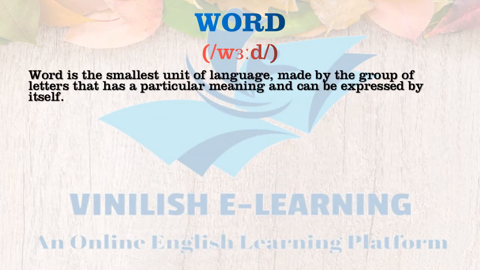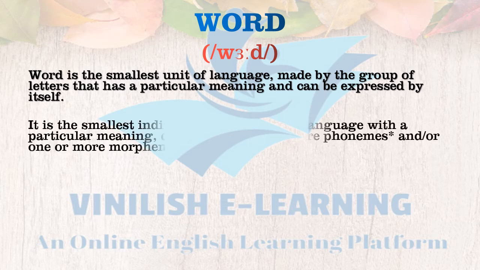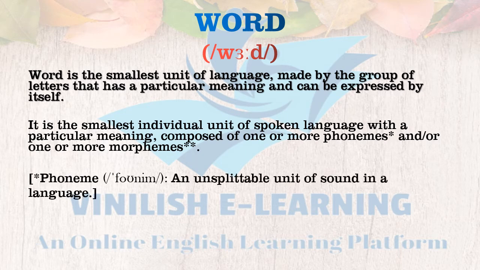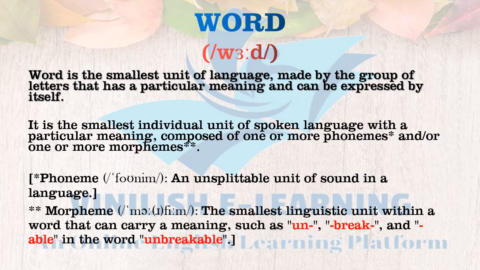Word. Word is the smallest unit of language made by a group of letters that has a particular meaning and can be expressed by itself. It is the smallest individual unit of spoken language with a particular meaning, composed of one or more phonemes and or one or more morphemes. Phoneme, an unsplittable unit of sound in a language. Morpheme, the smallest linguistic unit within a word that can carry a meaning, such as un, break, and able in the word unbreakable.